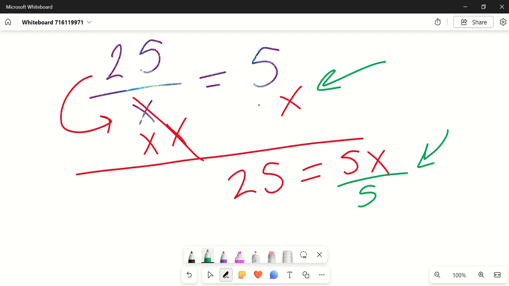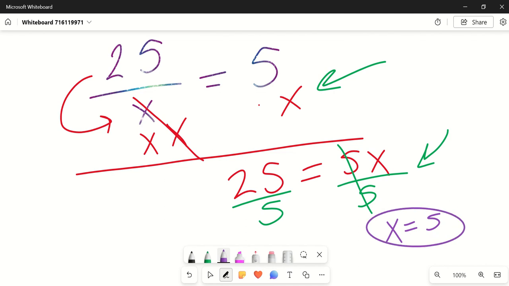I'm using the division property of equality here. So this is a 2-stepper. These will cancel out. What's 25 divided by 5, ladies and gentlemen? So x equals 5. If this were on your test or your quiz, you'd have to show all of these steps. You can't just look at it and know, well, 25 divided by 5 is 5, so I'm just going to write 5. I need to see your work.